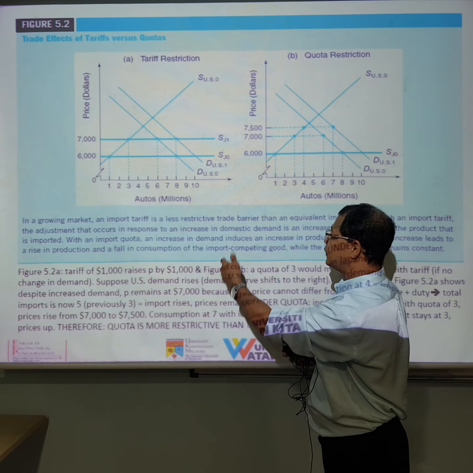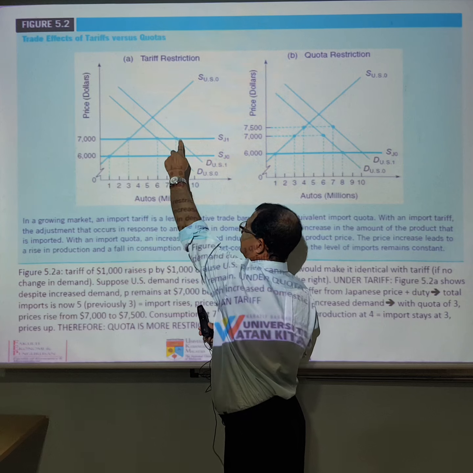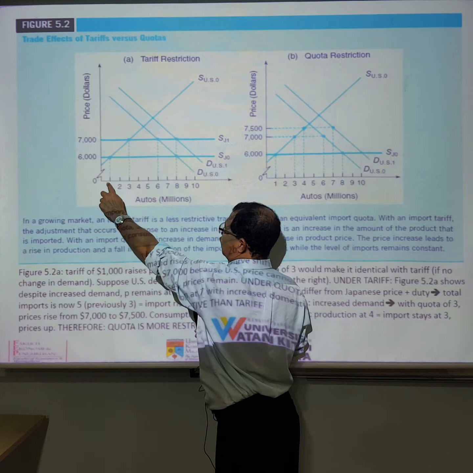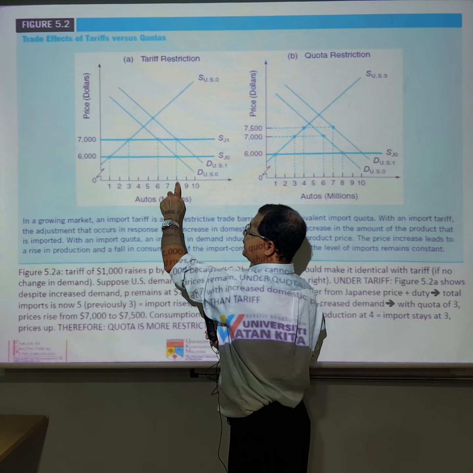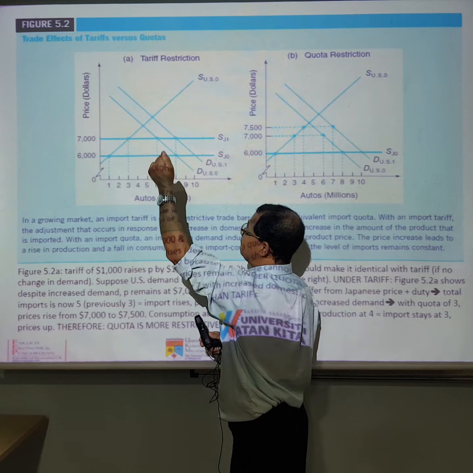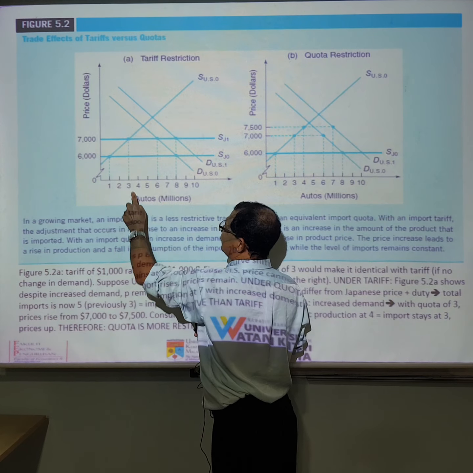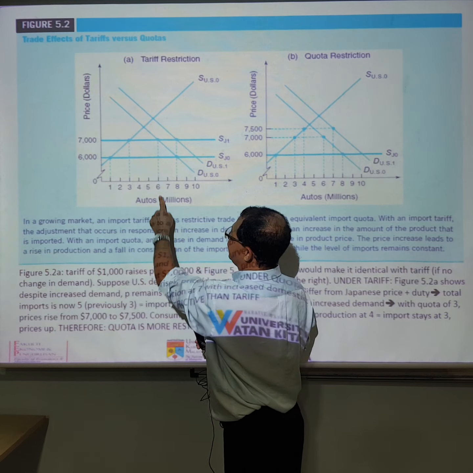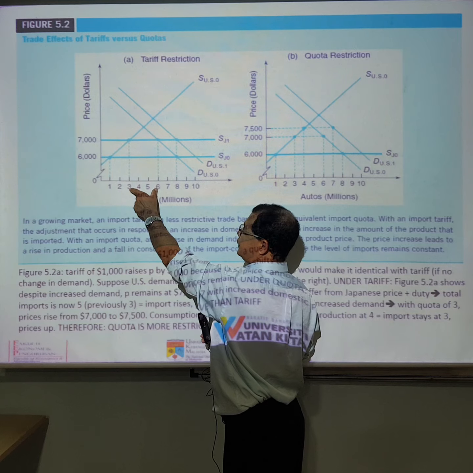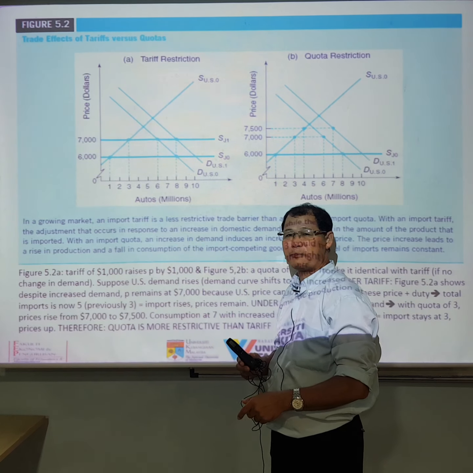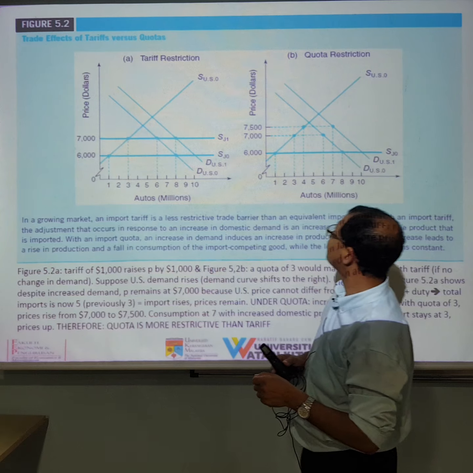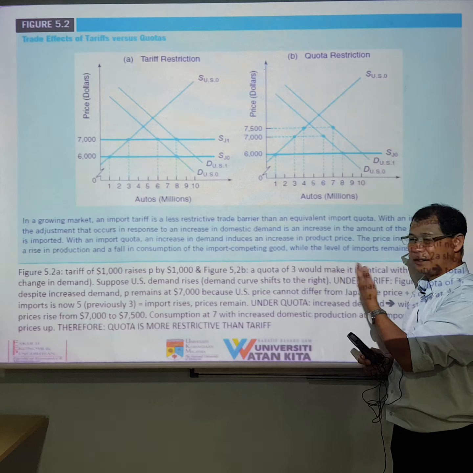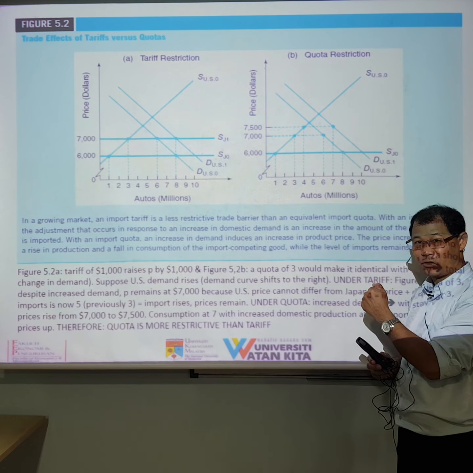As a result, you can see that previously it produces 1, consumes 8. This is 7 import. Now with the tariff, it produces 3, but consumes 6. So now 3 is the quantity of imports, because of the tariff. We can show you the equivalence of tariff and quota that I mentioned twice earlier.